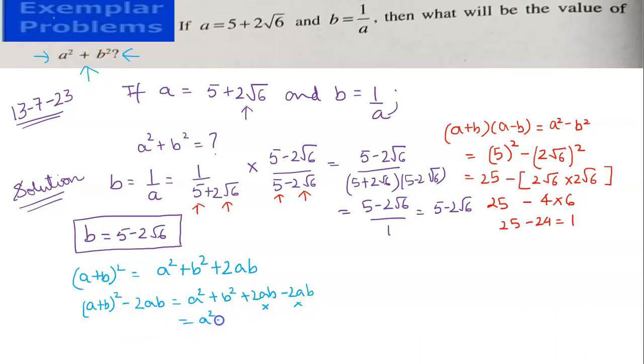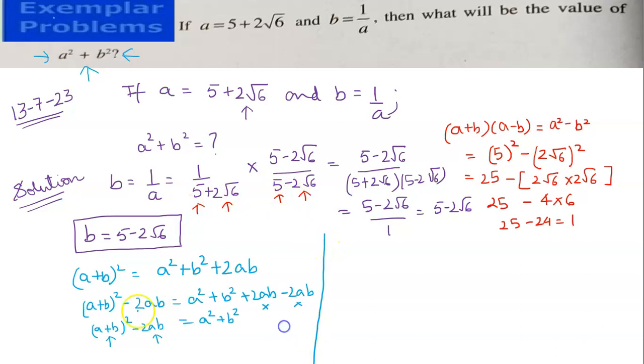So a² + b² is equal to what, students? (a + b)² − 2ab. So if I find the value of (a + b)² and 2ab and substitute, I will get the value of a² + b², which is what the question is asking for. Are you following? So I'll solve this now.